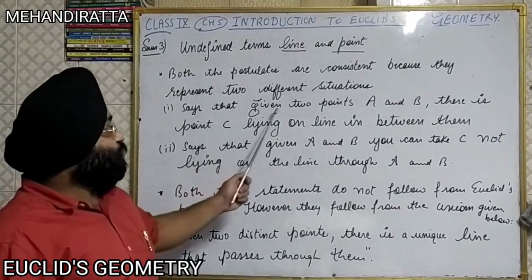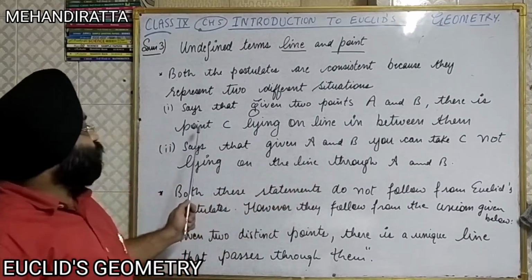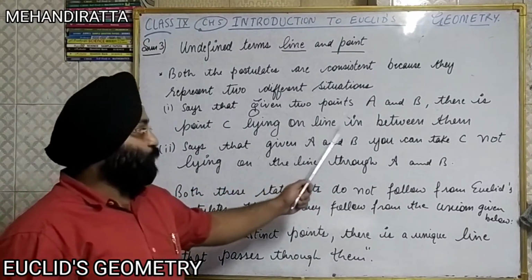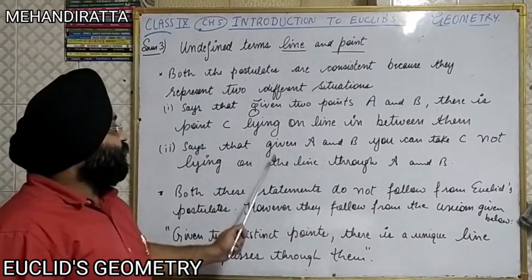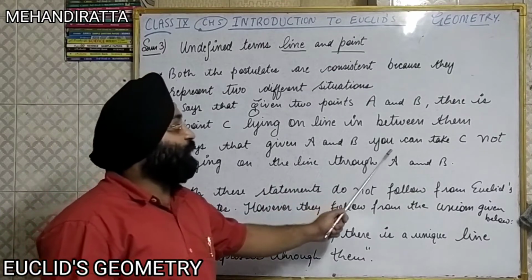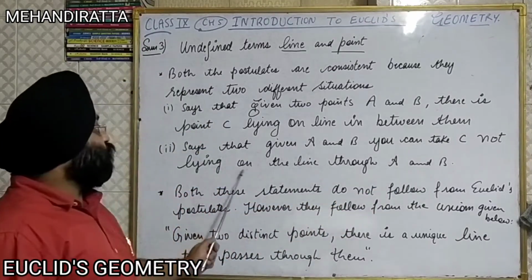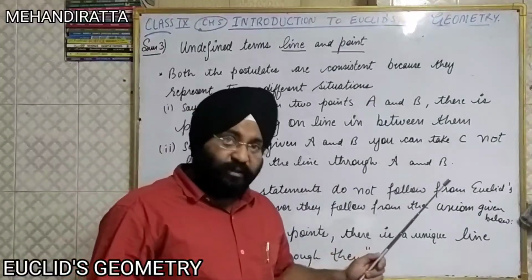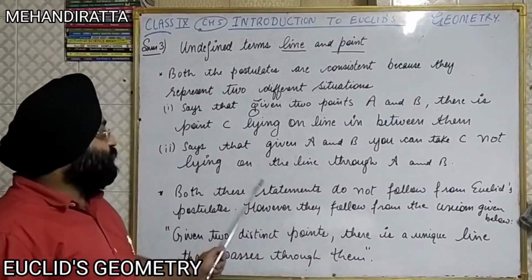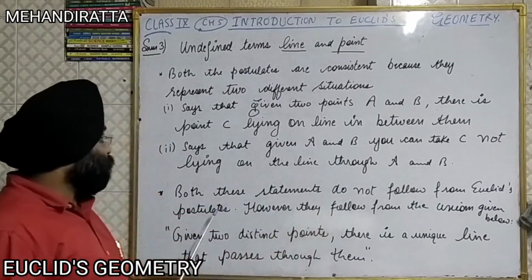First says that given two points A and B, there is a point C lying on a line in between them. This was the condition for first. Second says given A and B, you can take C not lying on the line through A and B. Now what they ask in the statement, both these statements do not follow from Euclid's postulate.